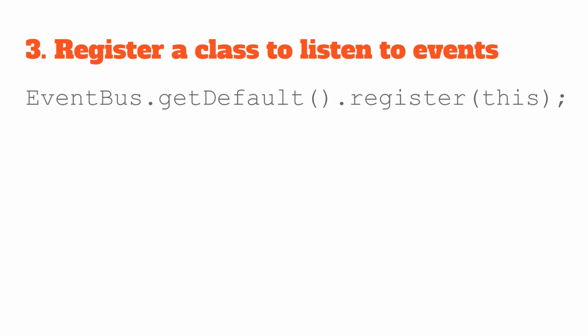Next, register a class to listen to the events. In our case, this is going to be defined in our main activity class. This line tells EventBus that this particular class cares about EventBus events. Since EventBus is a singleton, we call the getDefault method, which returns the instance of EventBus, on which we can then use the register method to register this particular class. Again, that's going to be our main activity class.